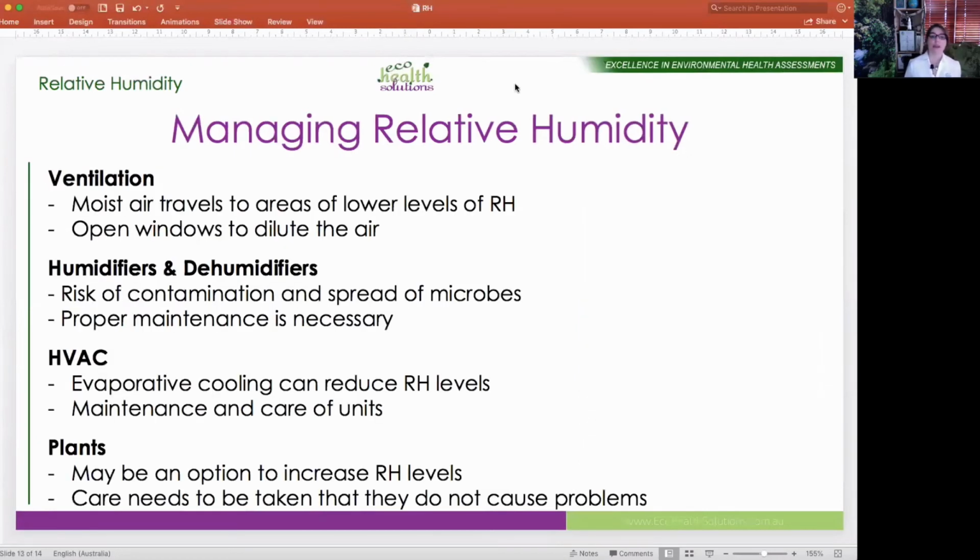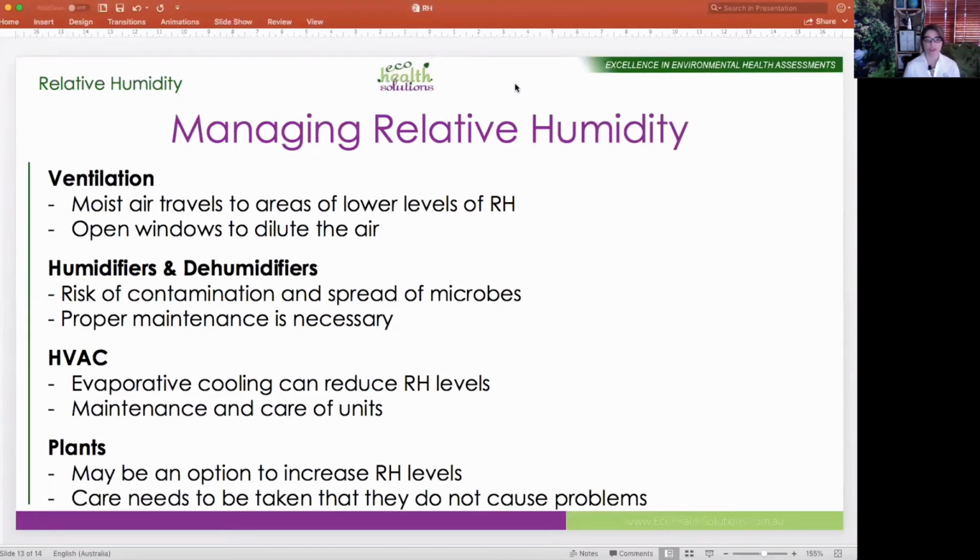In terms of managing relative humidity, there are a few different paths you could take, and obviously they're different depending on your situation, and there'll be different factors to consider. Ventilation is always really important, and I'm a very big advocate of ventilation, so opening up doors and windows. Remembering though that moist air travels to areas of the lowest levels of relative humidity. So just bear that in mind, and you might want to check indoors and outdoors before you do that.